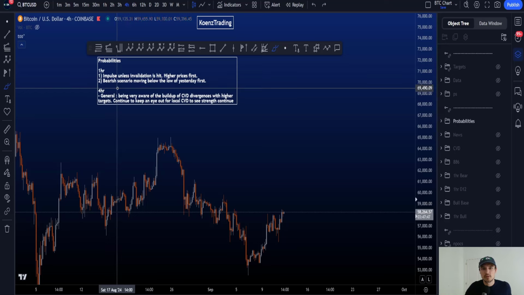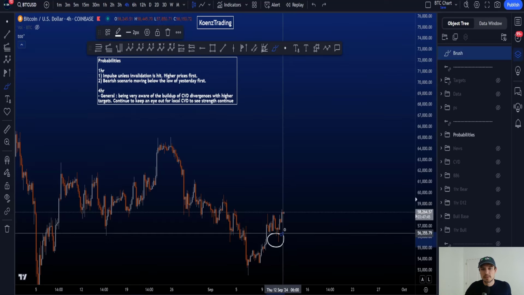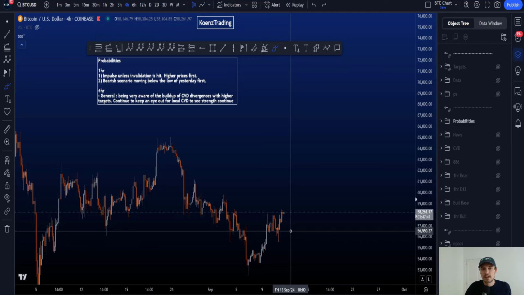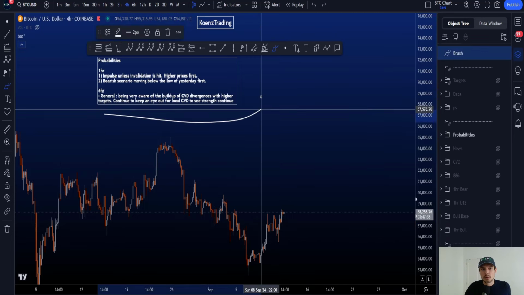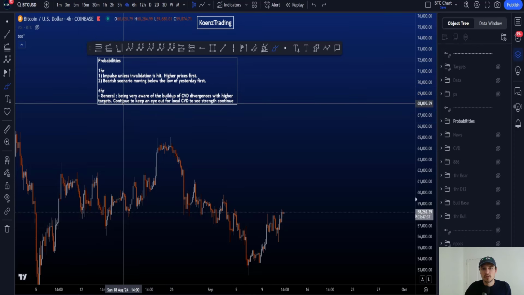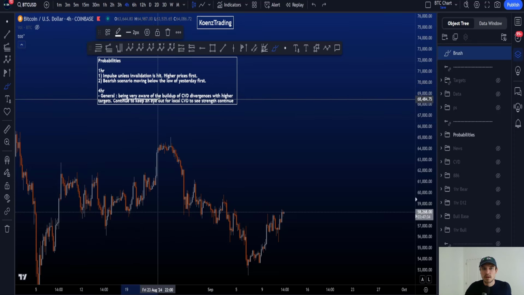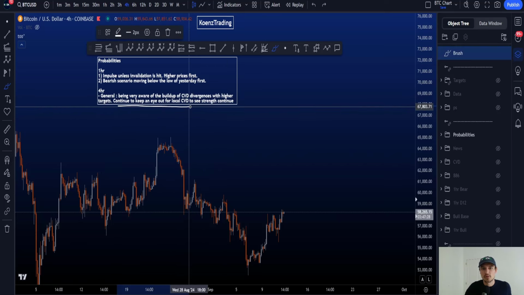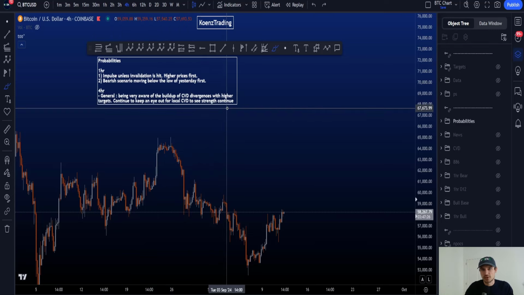The bearish scenario moving below the low of yesterday first, meaning an impulsive structure to the downside now in a wave C, has lower probabilities. On a 4 hour time frame in general, I am being very aware of the buildup of CVD divergences with higher targets. Continue to keep an eye out for local CVDs to see strength continue.